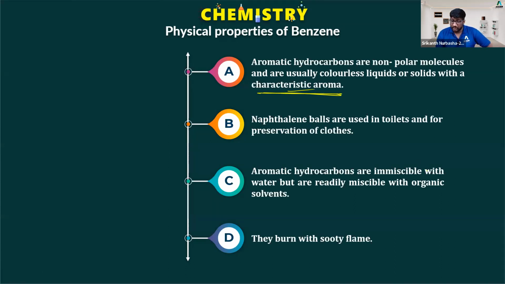Aromatic hydrocarbons are immiscible with water because like dissolves in like. Aromatic hydrocarbons are non-polar molecules, so they are soluble in non-polar solvents only, like non-polar organic solvents. They burn with a sooty flame. So these are the respective physical properties of benzene.